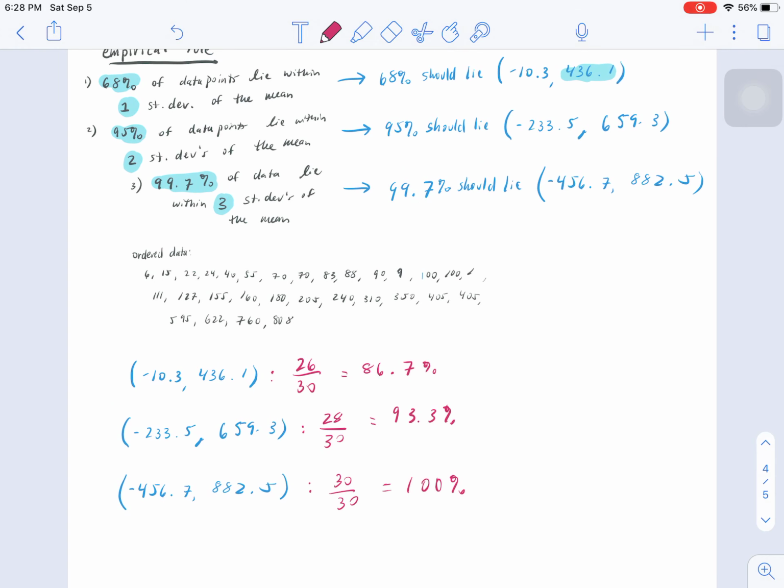Last, let's see if these proportions are the same as what the empirical rule says should happen if I have a bell-shaped curve. You can see that the proportion of data points in each of these 3 intervals is larger than what the empirical rule predicts. So in other words, the empirical rule doesn't apply to this data set, and that's most likely because this data is not bell-shaped.